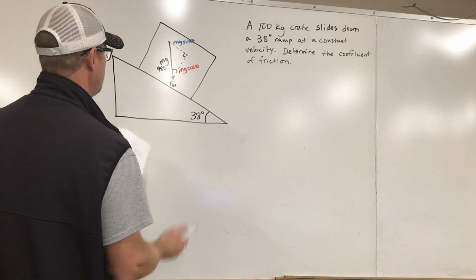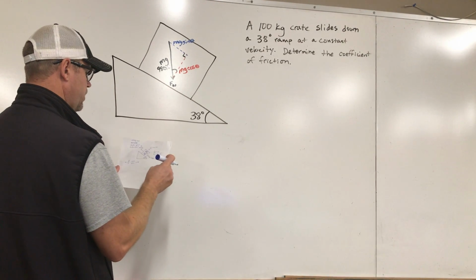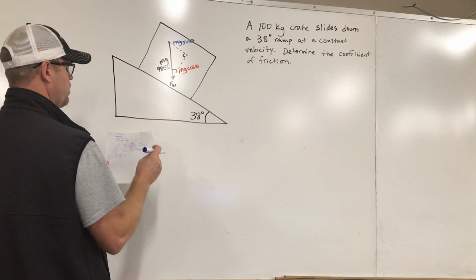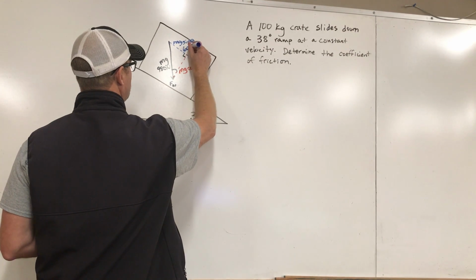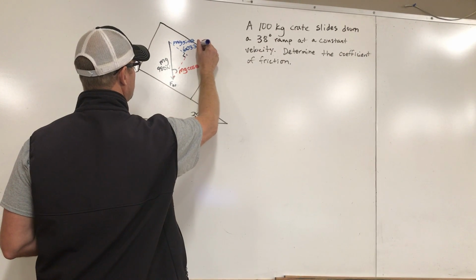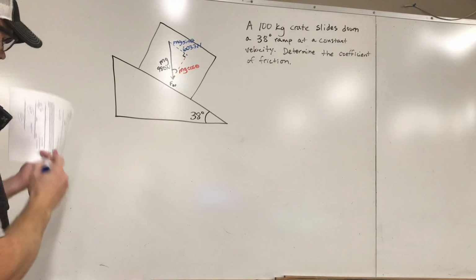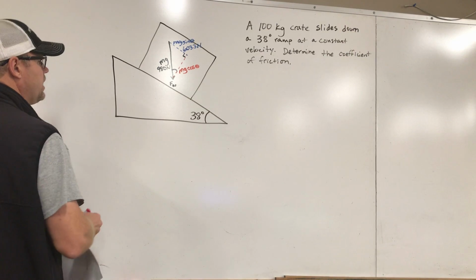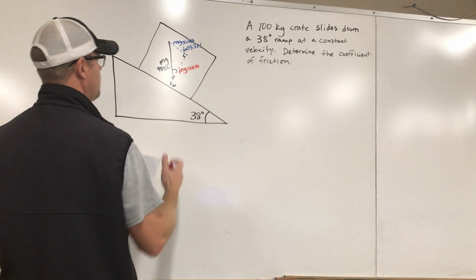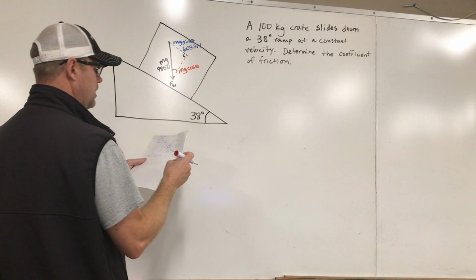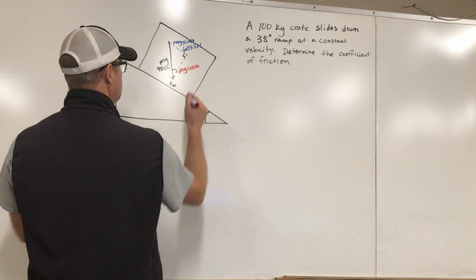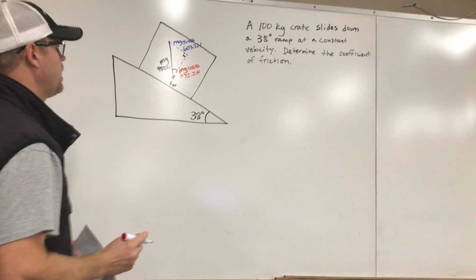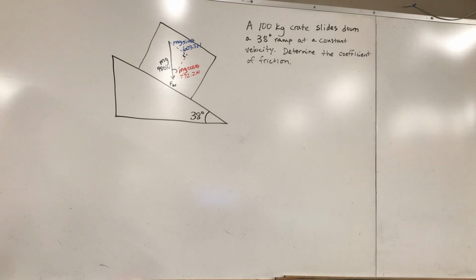The blue component, 980 times sine of 38, gives me 603.3 newtons. So that's the component represented by the blue line up here. The red line is 980 times the cosine of 38, which ends up being 772.2. So I went ahead and split that up into its trig components before I get started.